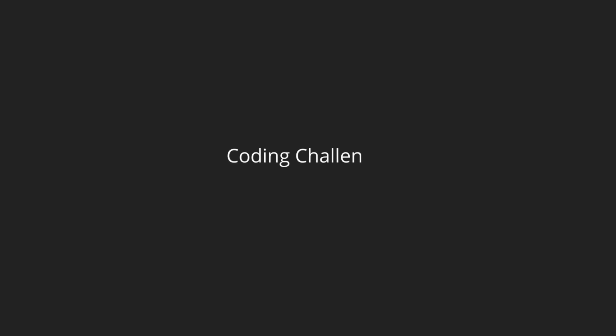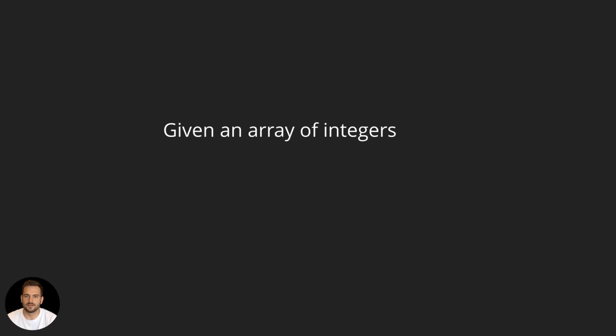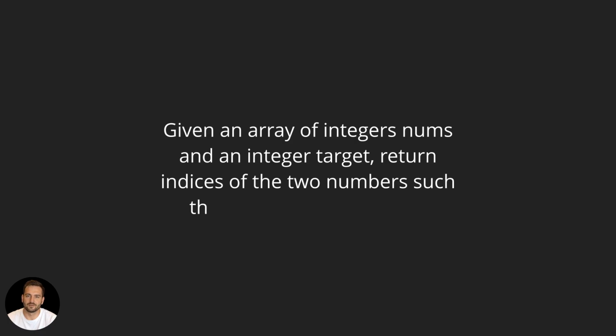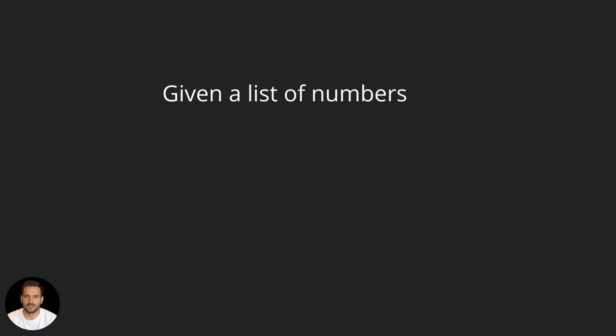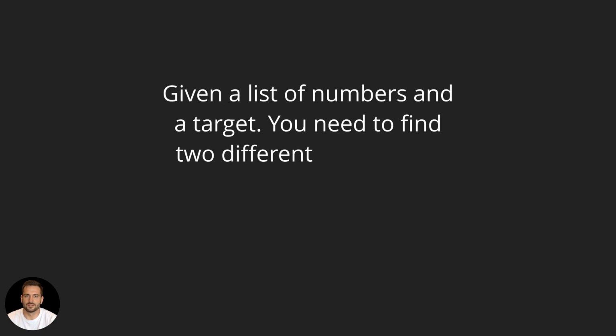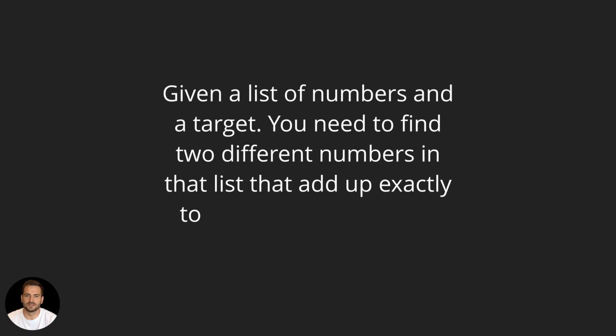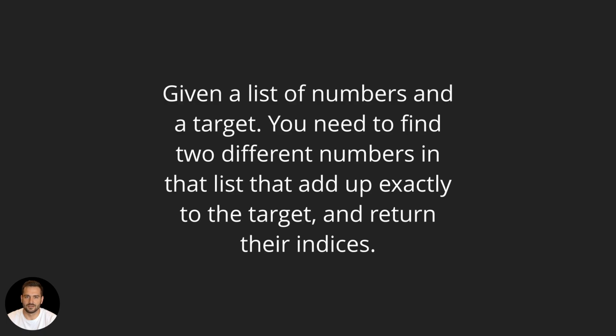Today we're going to solve the two-sum coding problem. So here's the problem. Given an array of integers nums and an integer target, return indices of the two numbers such that they add up to target. Let's rephrase it in plain English. You're given a list of numbers and a target. You need to find two different numbers in that list that add up exactly to the target and return their indices. That's it, nothing too scary.